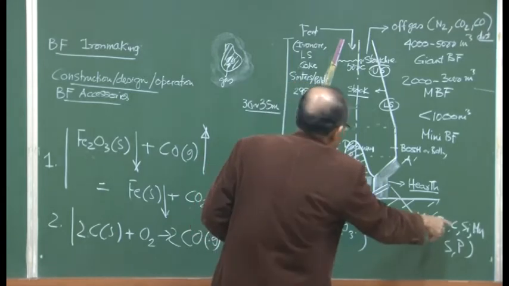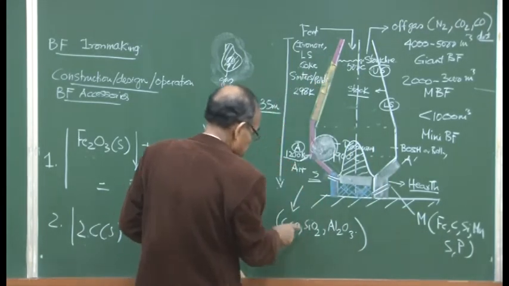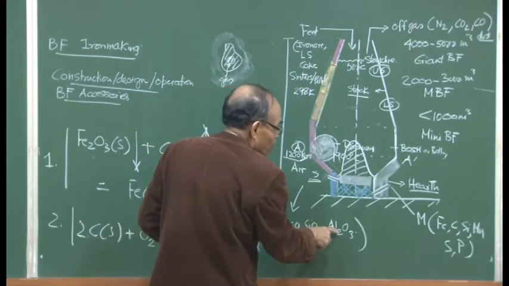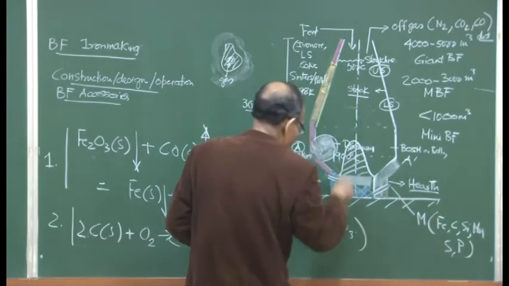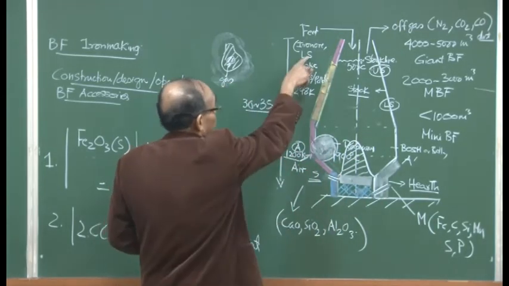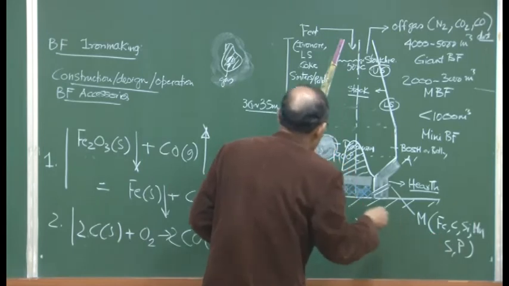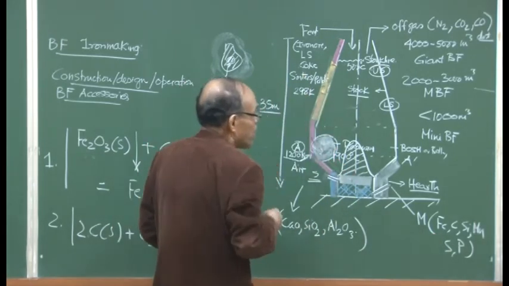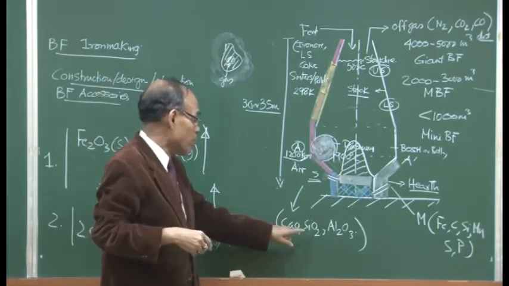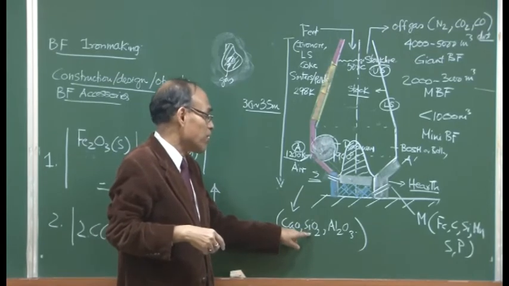So, this carbon comes from the coke. SiO2 and Al2O3 are impurities which are present in the iron ore itself. Calcium oxide comes from limestone. Sulfur and phosphorus are also present. When you combust coke, the residue left behind, the coke ash, contains silica, sulfur, etc.